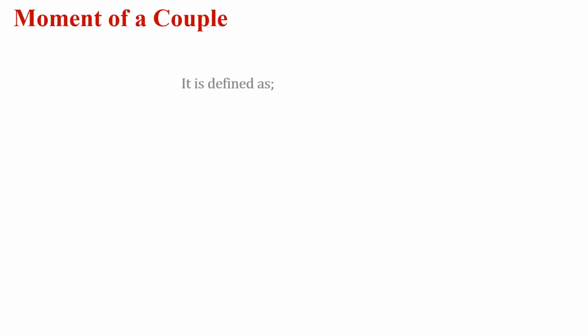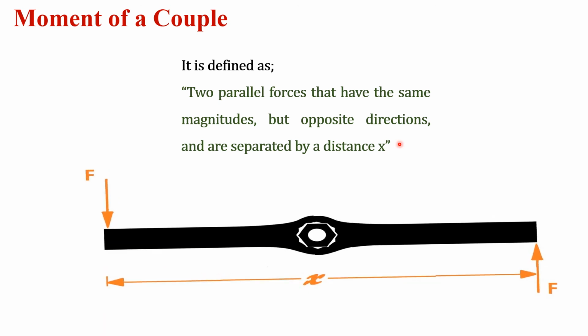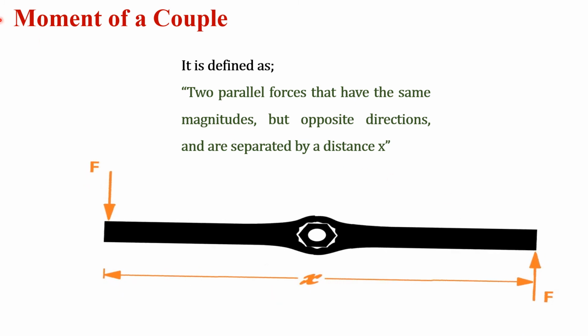Moment of a couple. It is defined as two parallel forces that have the same magnitude but opposite directions and are separated by a distance x. Here we have a force on this edge and another force on this edge. They are separated by a distance x, but they are opposite in direction, having the same magnitude. Because they have the same magnitude and opposite direction, we say that this condition is representing the moment of a couple.